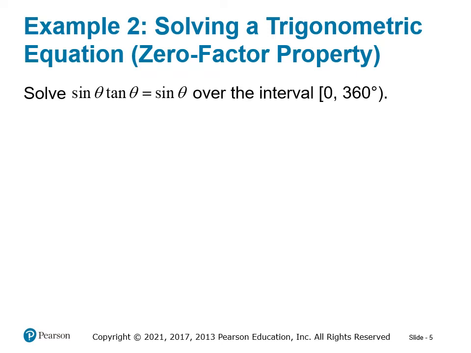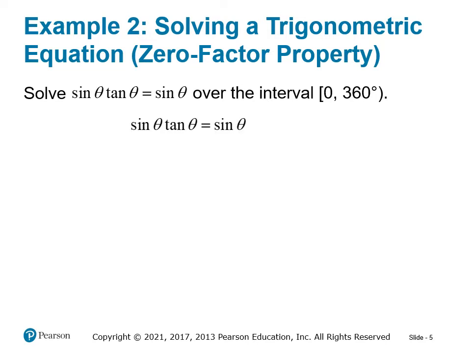Let's continue on. So here we have sine theta tangent theta equals sine theta, again over an interval of 0 to 360 degrees. We're in degrees, so I'll pay attention this time, hopefully. It looks like it would be really convenient to divide both sides by sine, right? And then we just get tangent theta equals 1. But when we do that, we lose part of the solution of the original equation. So we have to be really careful about dividing out or canceling any trig function.